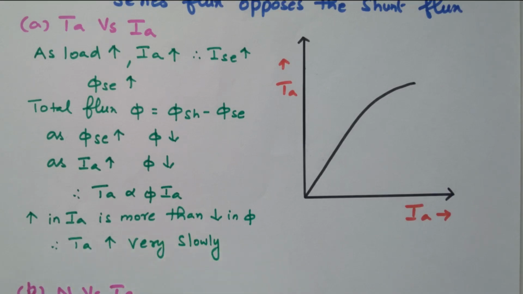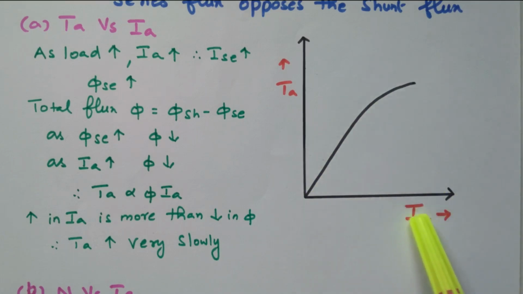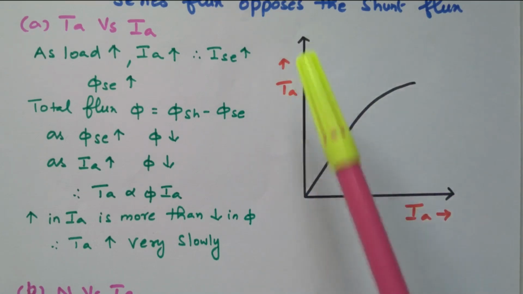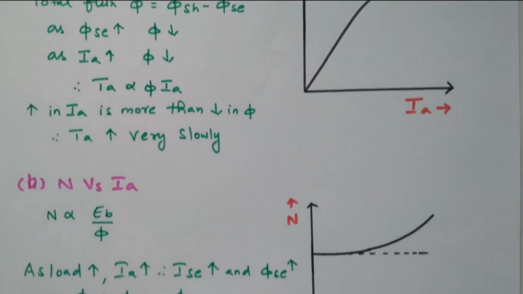So Ta is increasing slowly. In the previous case it was increasing rapidly, but here one parameter, Ia, is increasing while the other parameter, phi, is decreasing, but the decrease is very small compared to the increase of armature current. So the armature torque still increases, slowly. When the armature current increases, the armature torque also increases. Now we will go to the speed versus armature current.